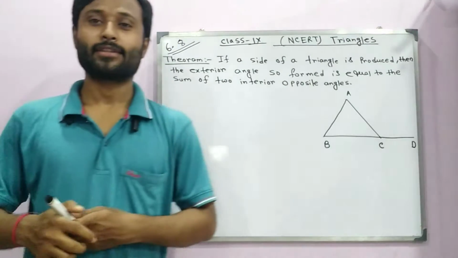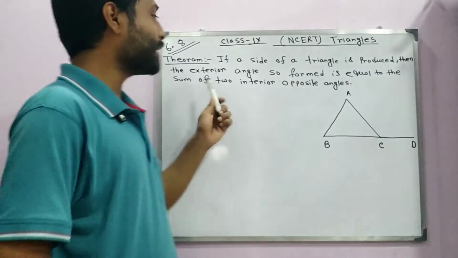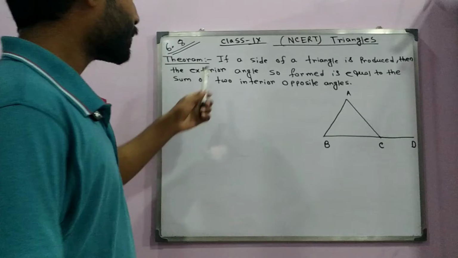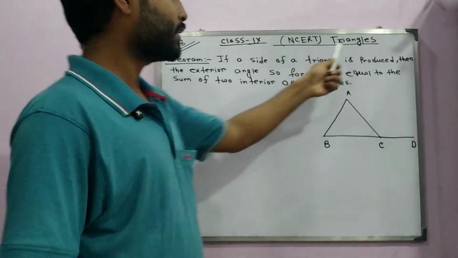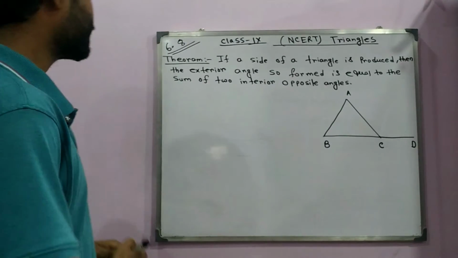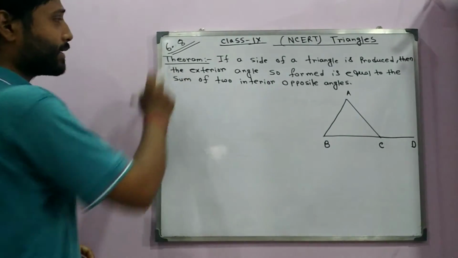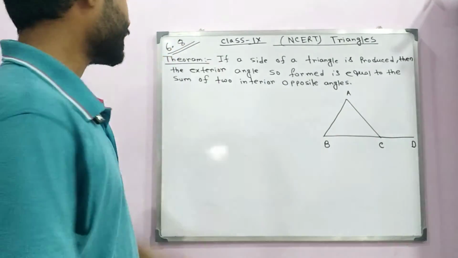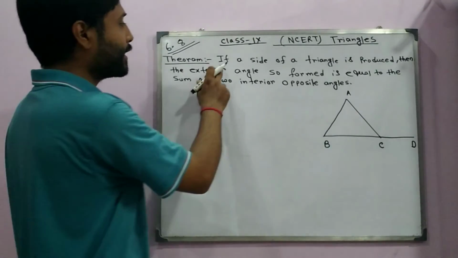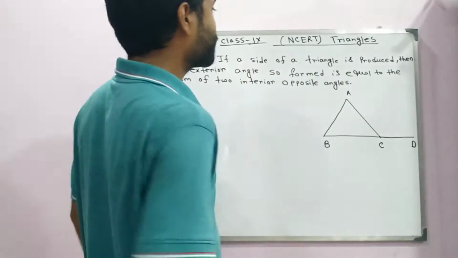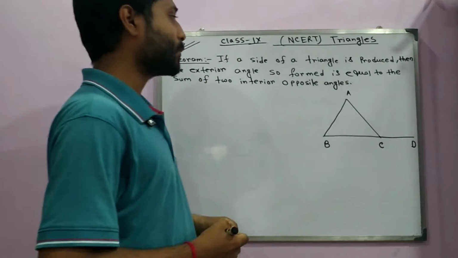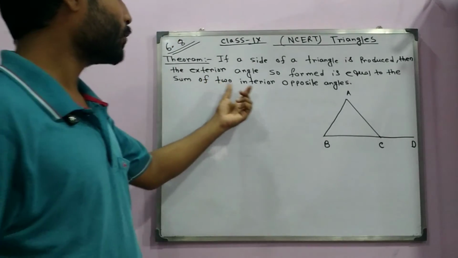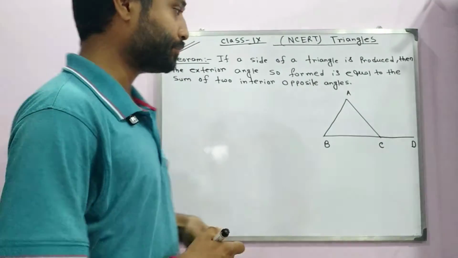Good morning, students. Today I am going to prove a very important theorem of class 9 NCERT, and this theorem is of triangles. What is the theorem? This theorem number is 6.8. The theorem is, if a side of a triangle is produced, then the exterior angle so formed is equal to the sum of two interior opposite angles.